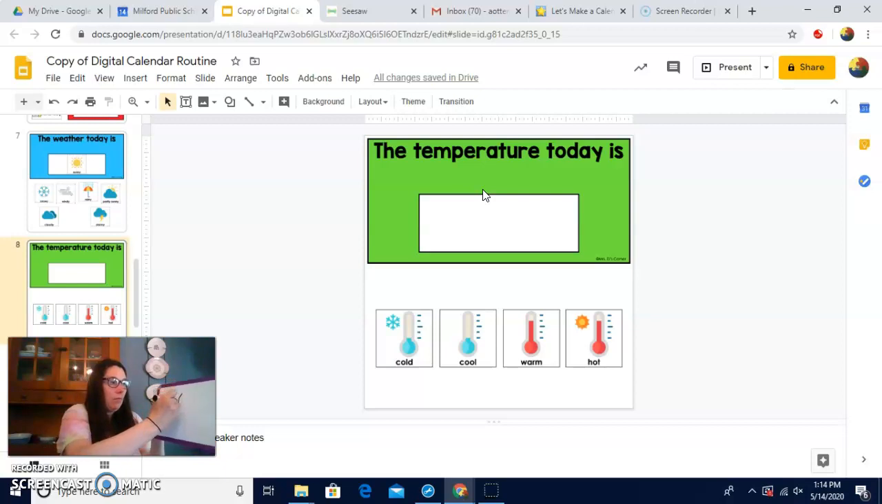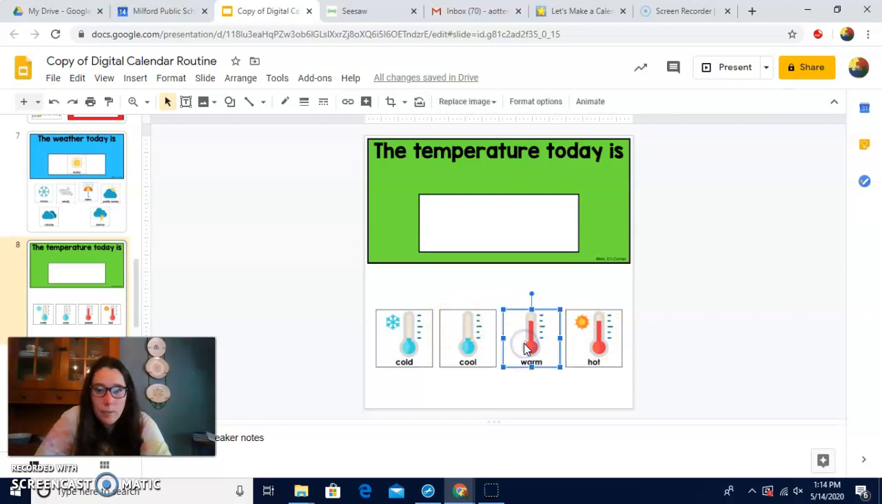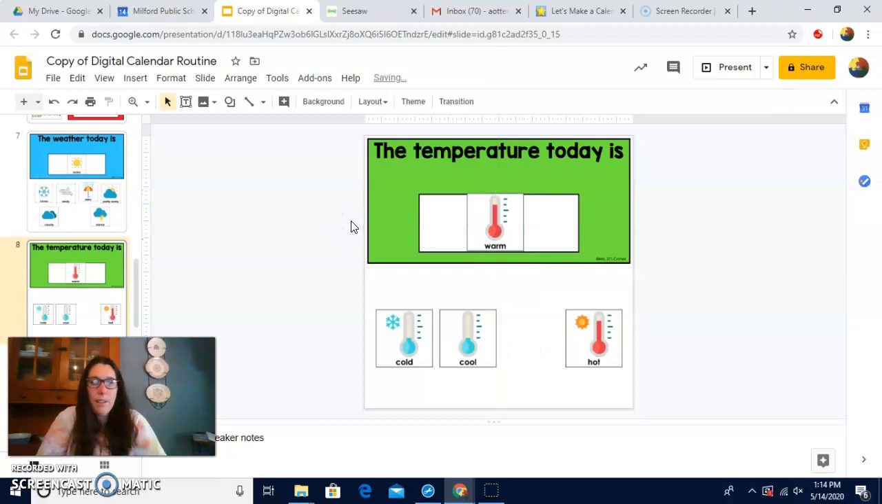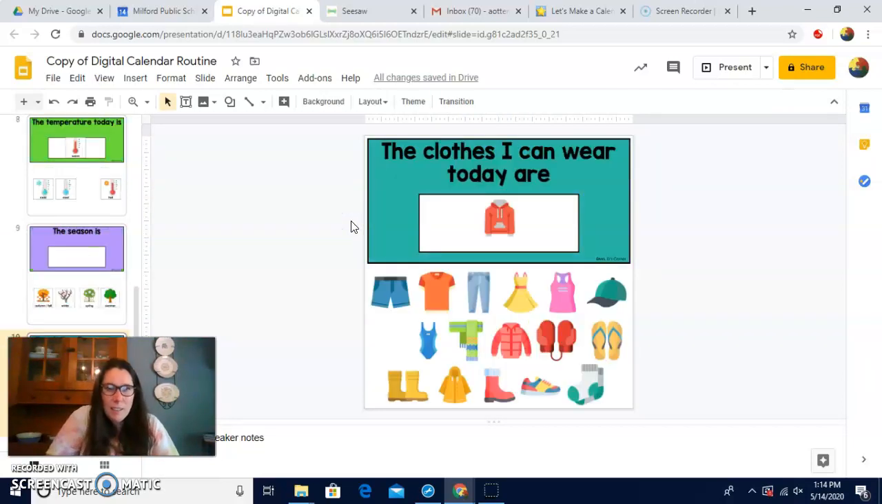66 degrees. Whoa. So 66 degrees. That's not hot. That's not cool, though. That's warm, right? 66 degrees is warm. And you know what we could do?